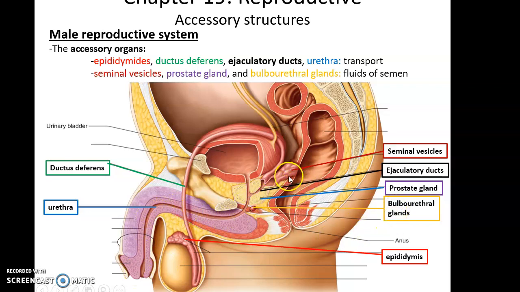And when ejaculation occurs, we also need secretions from the seminal vesicles, the prostate gland, and the bulbourethral glands, because the sperm need a fluid environment that will nourish and protect them. So epididymis, ductus deferens, ejaculatory ducts, and urethra are involved in transporting sperm. Seminal vesicles, prostate gland, and bulbourethral glands produce the fluid portion of the semen.